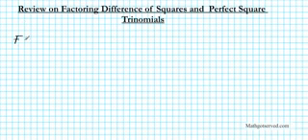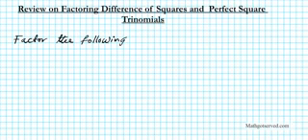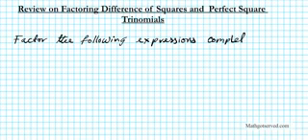Factor the following expressions completely. All right, so let's take a look at number one. Number one, we're going to factor 3x to the third minus 27x.